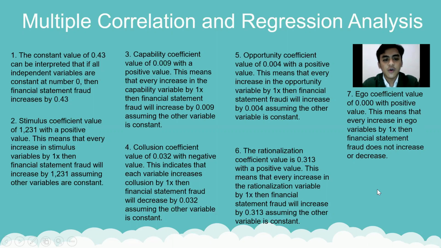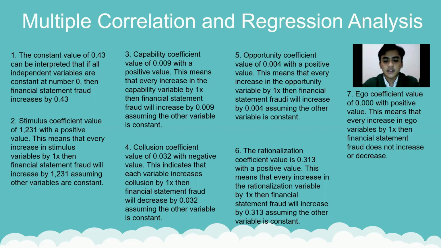3. Capability coefficient value of 0.009 with a positive value. This means that every increase in the capability multiplied by 1, then the financial statement fraud will increase by 0.009. And 4 is collusion. The collusion coefficient is 0.032 with a negative value, and it indicates that each increase in the collusion variable by one time, then financial statement fraud will decrease by 0.032, assuming the other variables are constant. 5. Opportunity coefficient value of 0.004 with a positive value. This means that every increase in the opportunity variable by 1 time, then financial statement fraud will increase by 0.004, assuming the other variables are constant.